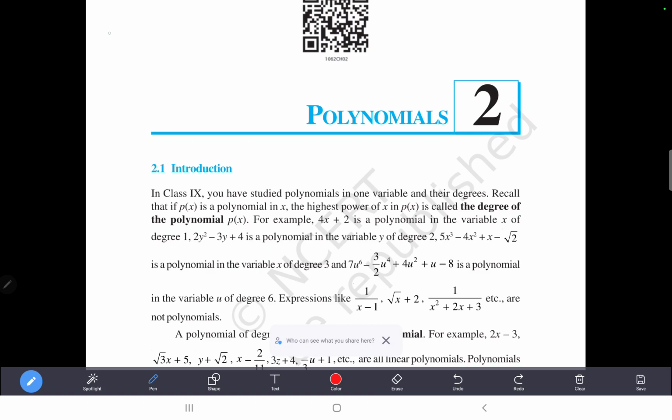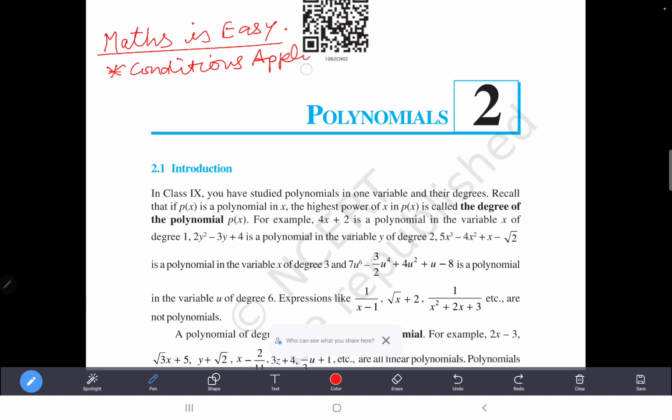favorite quote. So what is our favorite quote? Maths is easy, but there are conditions. And what are the conditions? Regular practice and understand the concept. Okay. So now today we will learn about polynomials.